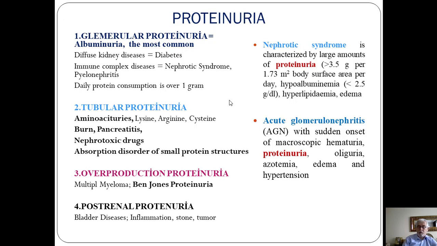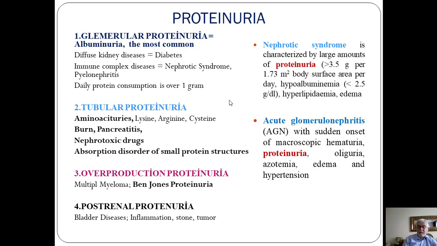This is a huge amount of protein in the urine, and also hypoalbuminemia, hyperlipidemia and edema are other signs of nephrotic syndrome. Another one, glomerulonephritis, has sudden onset of microscopic hematuria, proteinuria, oliguria, azotemia, edema, and hypertension. But when you look at it, it depends on infection.